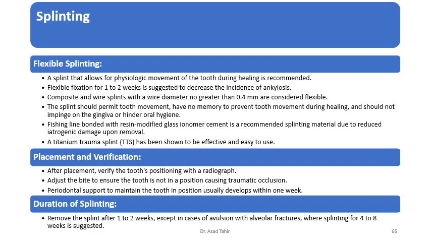Duration of splinting. Remove the splint after 1 to 2 weeks, except in cases of avulsion with alveolar fractures, where splinting for 4 to 8 weeks is suggested.